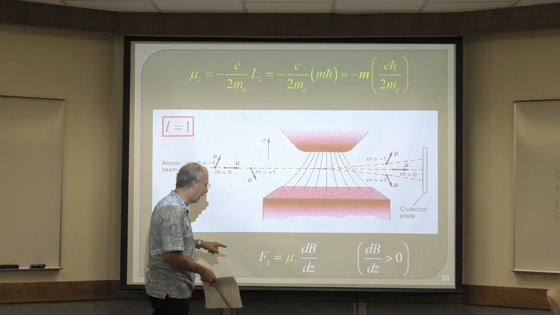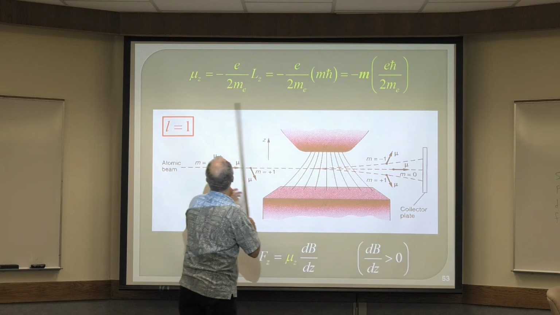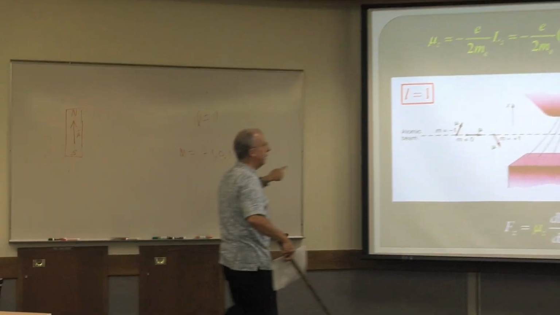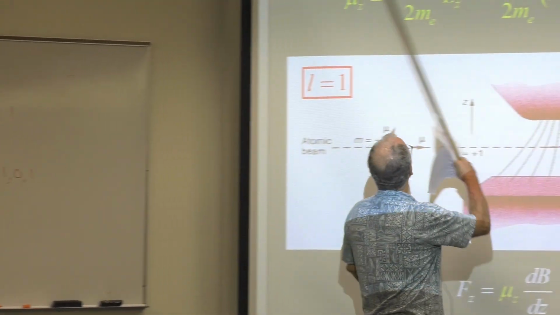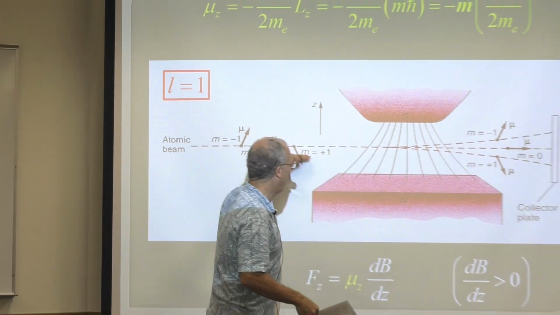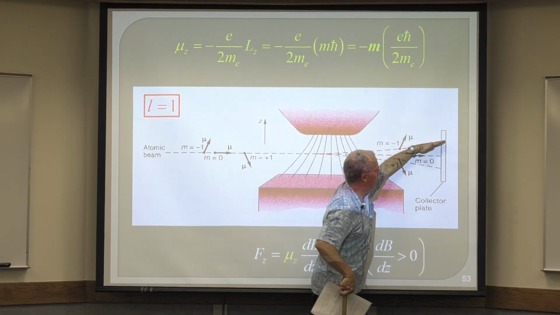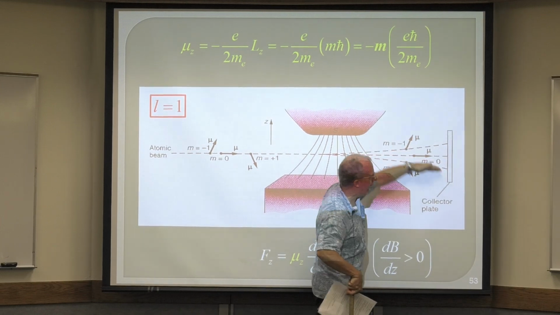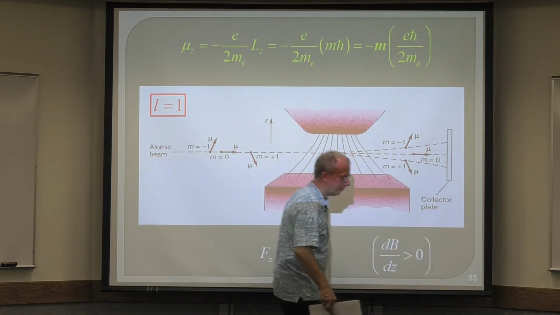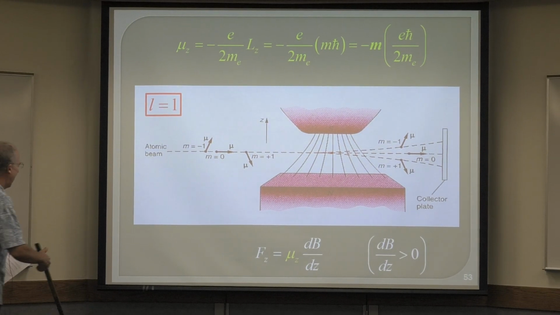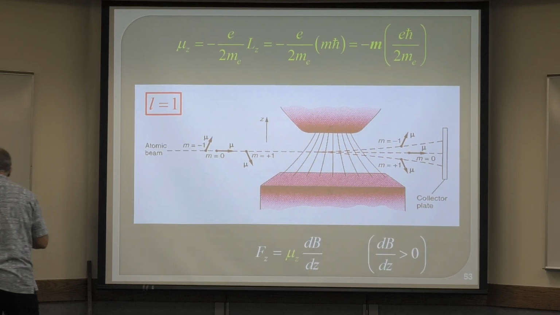All you have to understand is that for L equals 1, there are 3 values of m, and therefore there are 3 values of mu z, and therefore when you shoot the electrons through the magnet, you're going to get up, straight, down. That's all you have to worry about. That's not so bad. Very nice.